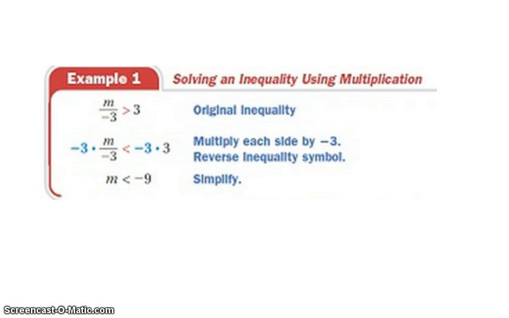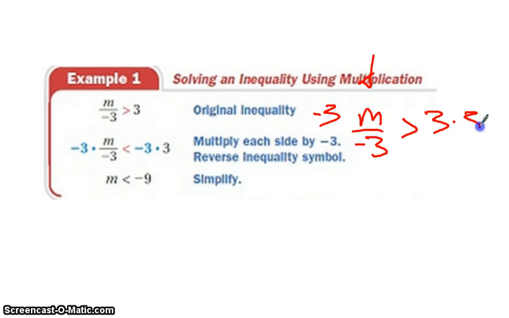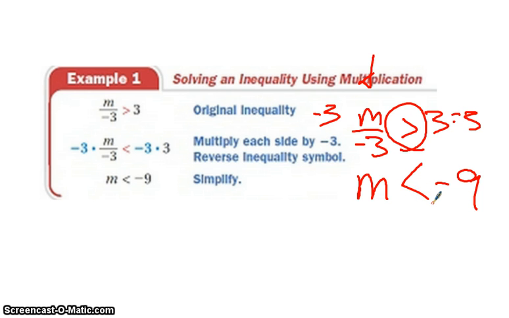Our first example here, look, we've got m divided by negative 3 is greater than 3. Well, what are we doing on this side? We're dividing by negative 3. So the opposite of dividing by negative 3 is to multiply by negative 3. If we do that, we're going to have m on this side and negative 9 on this side. But based on what we just said, what do we have to do? Change the direction of the sign, and that will make that equation correct.